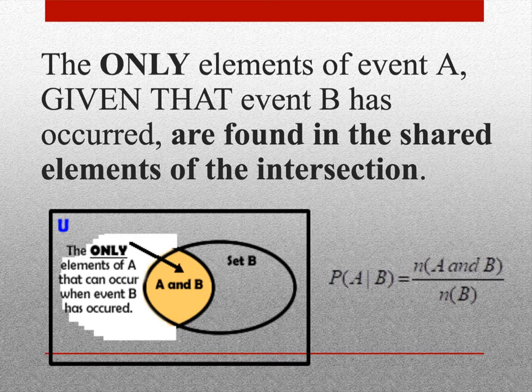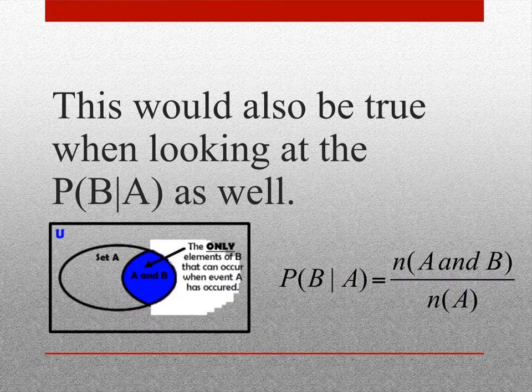So here's how it's written. We've got our number of elements in A and B divided by everything in B, right? So we're basically just changing what we're looking at. And we will deal with that with actual numbers, actual probabilities in some of these Venn diagrams and also in tables as well. So we can also flip it around here, ladies and gentlemen.